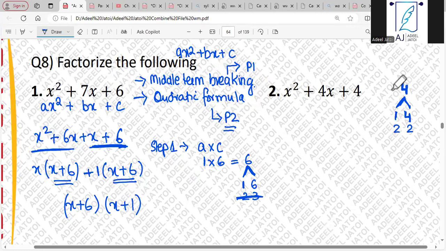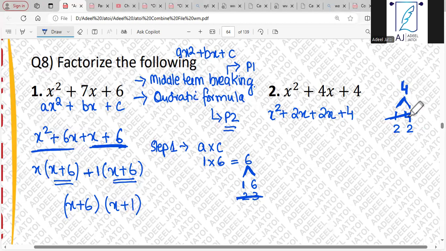Now, which numbers can give me the middle value b by adding and subtracting? We need factors that give 4 when we add or subtract. 1 plus 4 is 5, 1 minus 4 is 3, so this cannot give me 4 and we cancel it out. Only 2 plus 2 can give me 4. So x square, the first value is the same, and this will be 2x, again 2x plus 4.